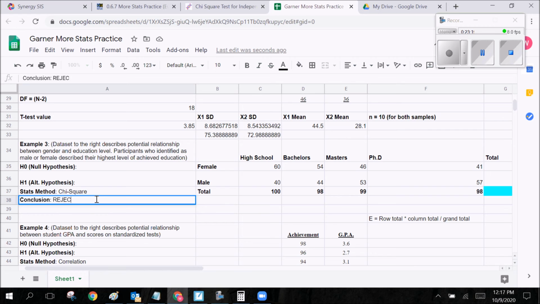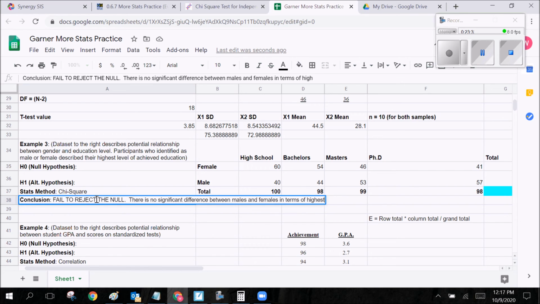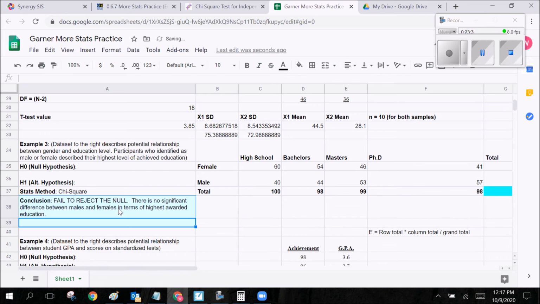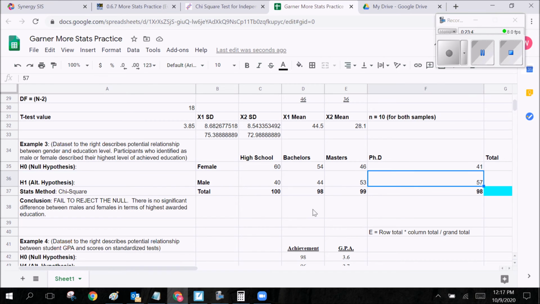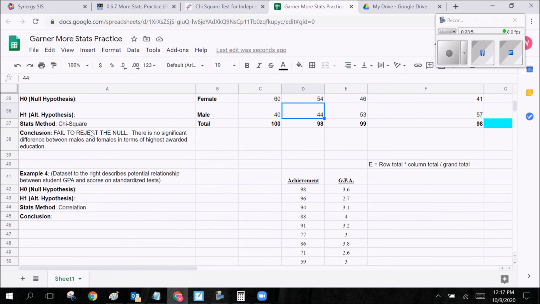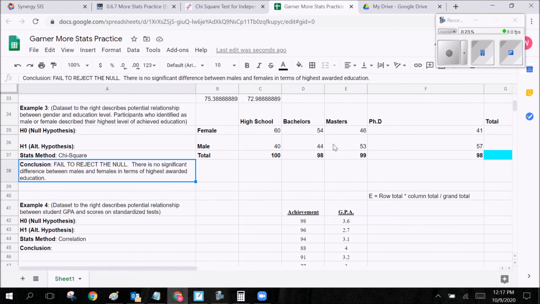So we say we reject, fail to reject the null. There is no significant difference between males and females in terms of highest awarded education. Okay? Alright, and that would be, obviously your null hypothesis would be there's no difference. Alternative could have been anything you wanted. You could have said that you thought that males had a higher degree of education. You thought that females had a higher degree of education. Could have said anything you wanted. But we're going to fail to reject the null, so it doesn't matter, there's no difference.